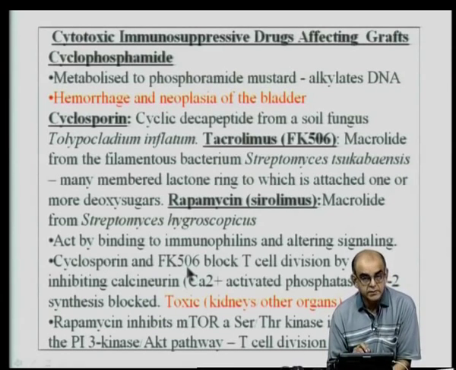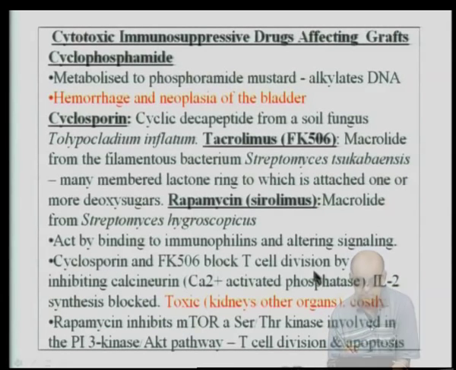Cyclosporin and FK506 block T cell division by inhibiting calcineurin, a calcium activated phosphatase. IL-2 synthesis is blocked and therefore proliferation of T cells is blocked. The toxicity of cyclosporin is shown on kidneys and other organs, and one of the problems with using cyclosporin is, of course, that it is very costly.